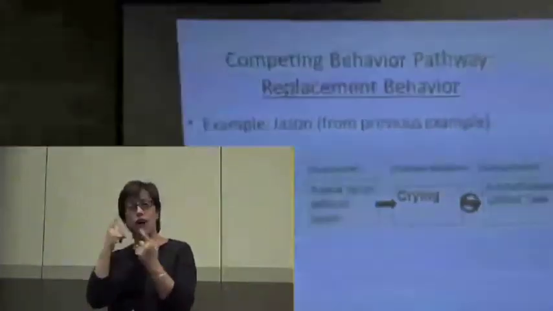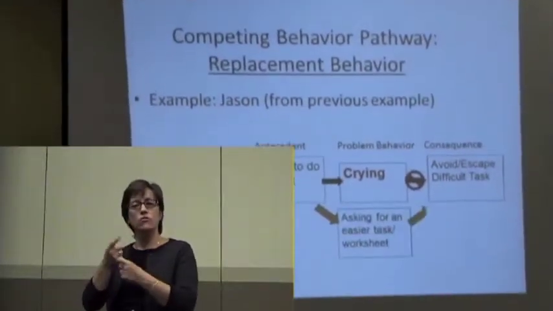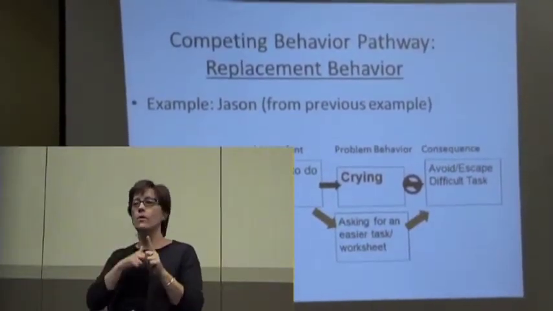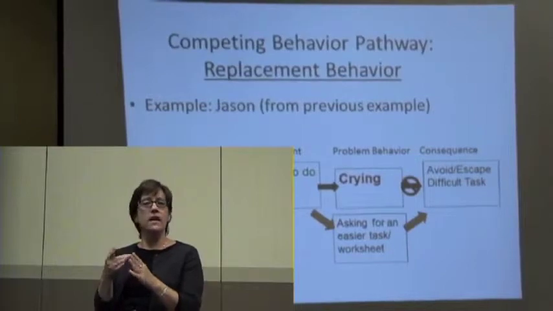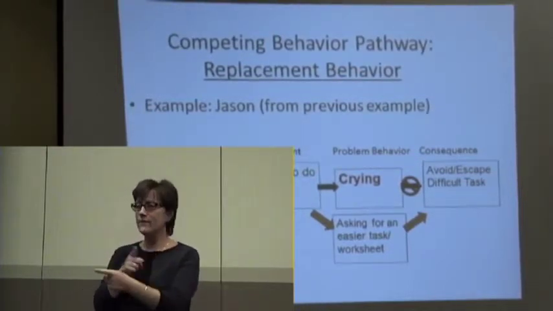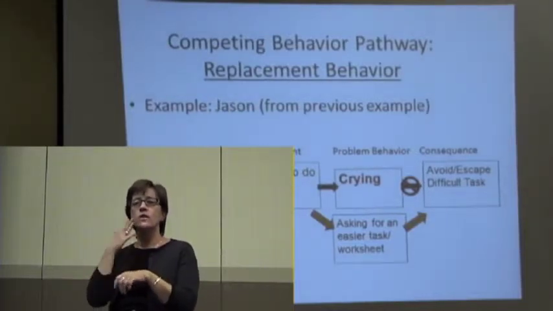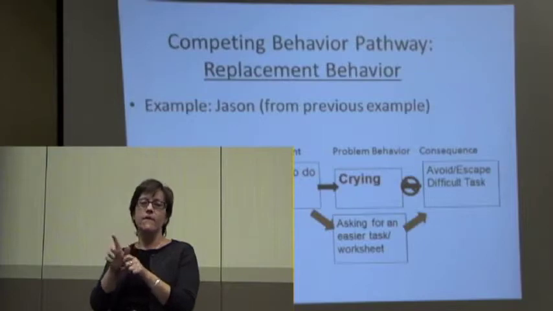Okay? Good. So the idea here is we want to make sure that that crying behavior that Jason was doing is not resulting in getting him to escape, because we're going to teach him a better way. Now you just ask for it and you get it. You don't even have to cry. Just ask and you get a break. Okay? So, of course, we know that this is not specific enough, but we're doing an example here.